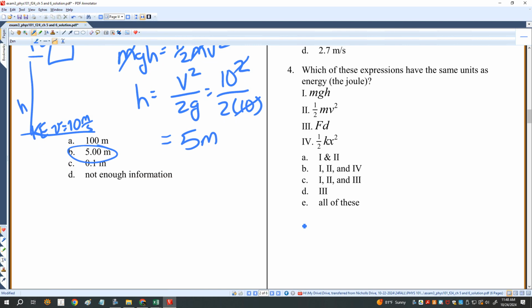Which of these have the same units as energy? This is potential energy. Yeah. This is kinetic energy. Yeah. This is work. And then this is elastic potential energy. So E is the right answer.